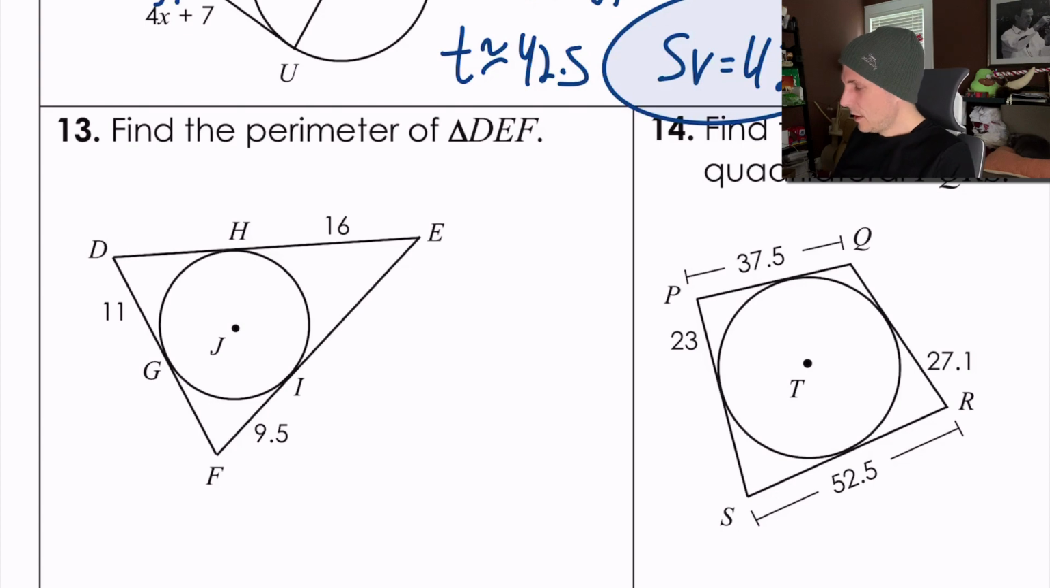All right, welcome back. So what we're going to do is we know that DG and DH are both the same because they are the tangents drawn from an exterior point. HE and, ooh, that was cool. I didn't mean for that to happen. HE and IE are also the same. They're both 16. And FG and FI. Now that we have all these wonderful congruent marks, I can now label other measurements.